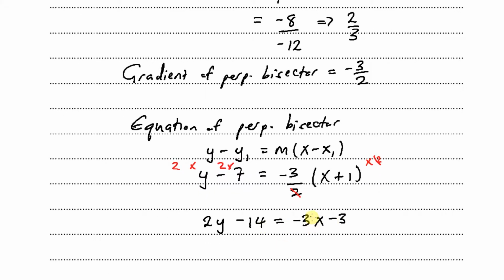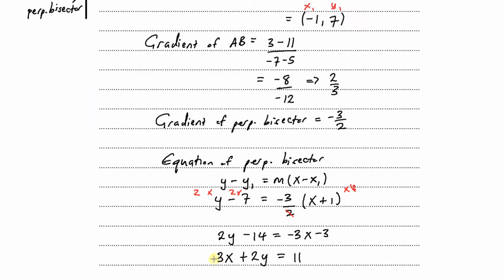So eventually, if I add 3x to both sides, I'll be having 3x here, and the 2y is there, so that's plus 2y. And I'll add 14 to both sides. So on the right side, we'll be having -3 plus 14, which is 11. So this here is the equation of the perpendicular bisector.